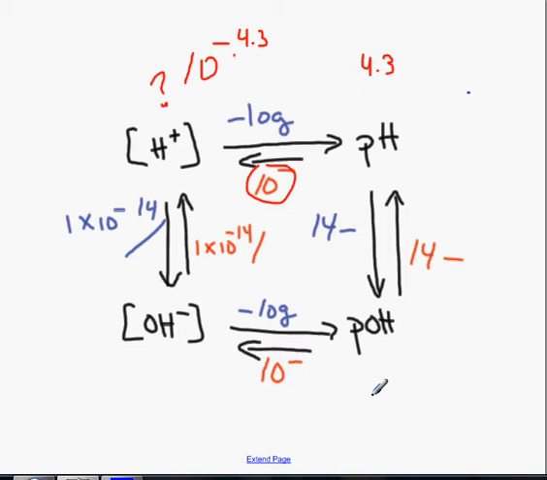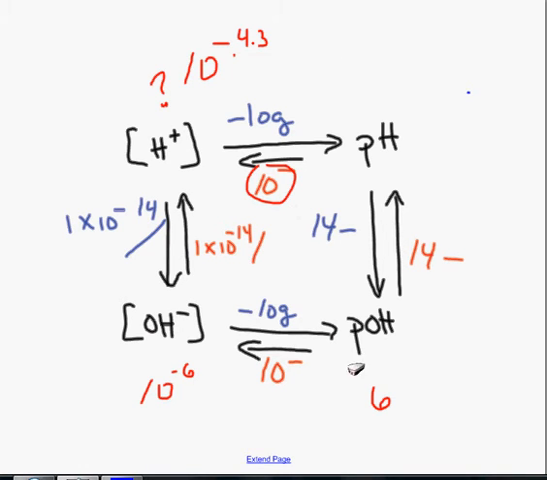And we could do the same thing here. If the pOH was 6, what would be the hydroxide concentration? 10 to the power of negative 6. Okay? Very simple. And then finally, how do we complete the square?